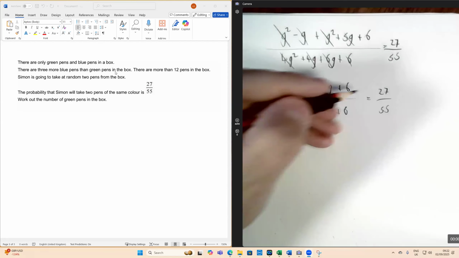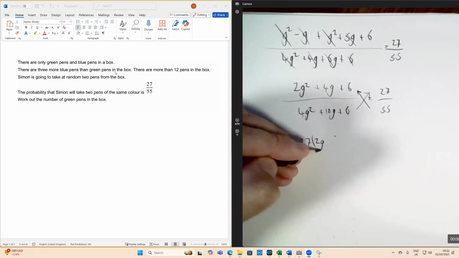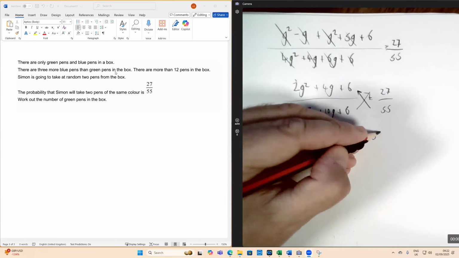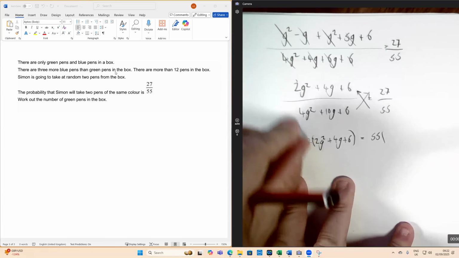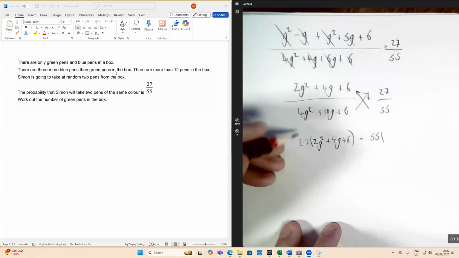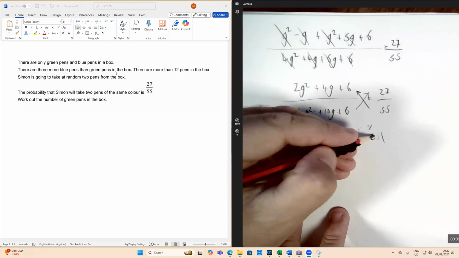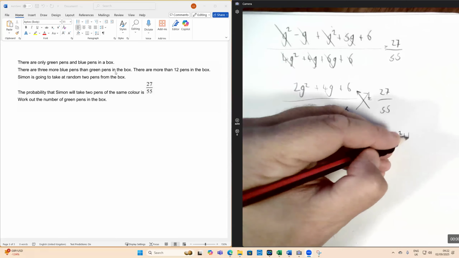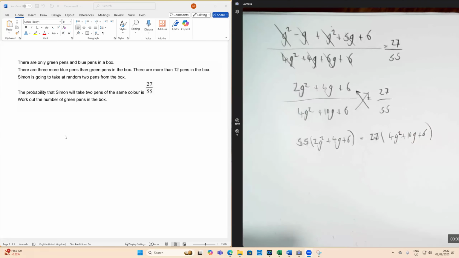So let's now cross multiply our expression. So we're going to get 27 times 2G squared plus 4G plus 6 is equal to 55 times, oh no, actually, wrong way around there. Swap those over. That's going to be 55 times that one, and it's going to be 27 times the other one. So 27 times the 4G squared plus 10G plus 6. Okay, perfect. That is good stuff. So now we can expand our brackets and we can then collect like terms.